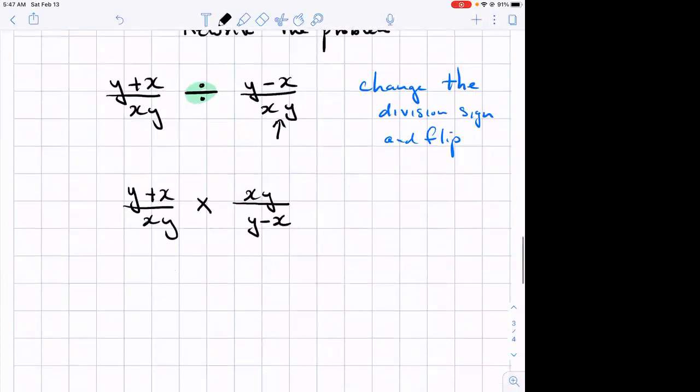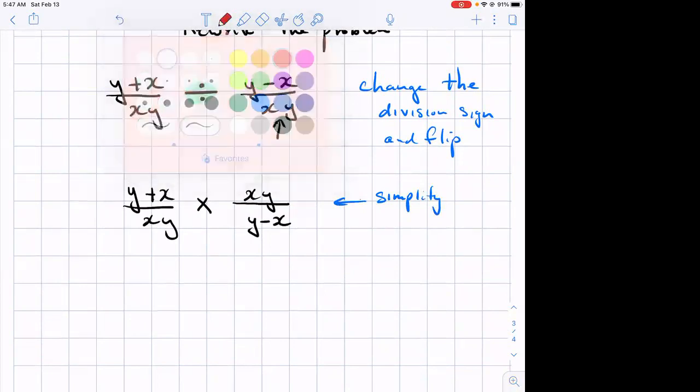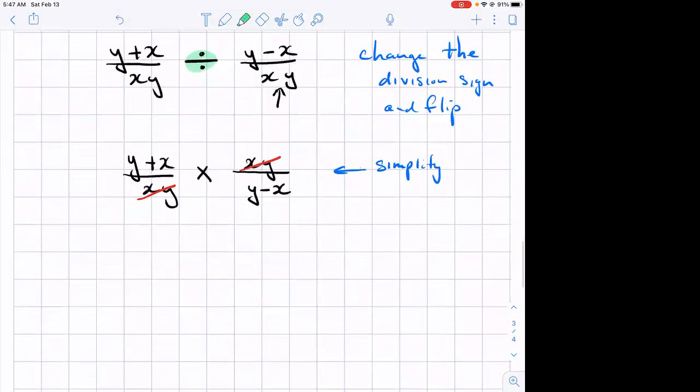And here we can simplify. So you'll notice that this will cancel with that. We cannot cancel these two terms because this is a plus and that's a minus. So we're left with y plus x over y minus x. And this is our final answer.